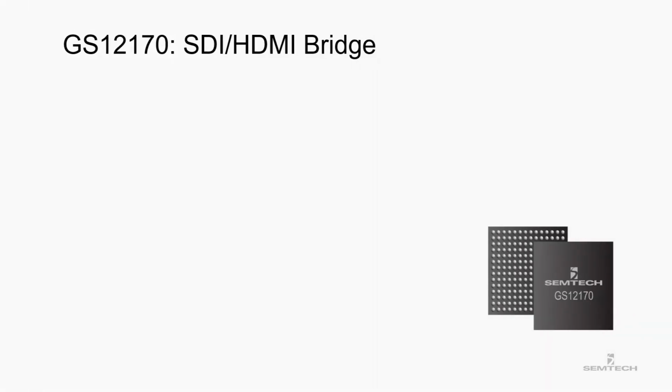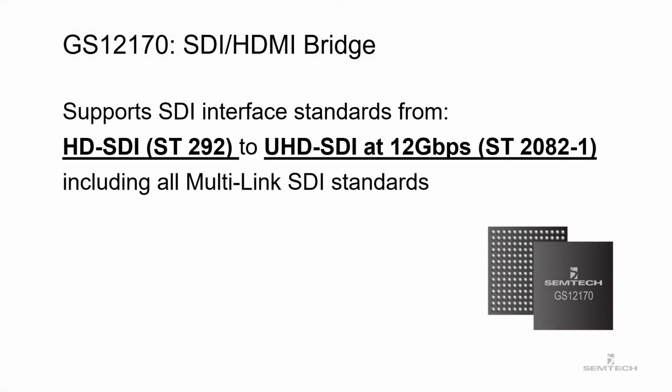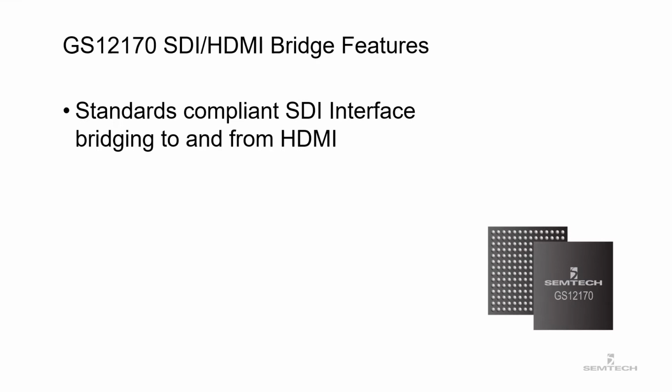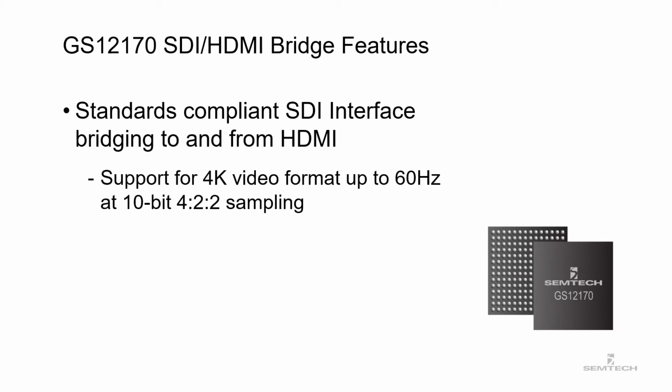The GS12170 supports SDI interface rates including HD-SDI, 3G-SDI, 6G-SDI, and 12G-SDI, including multi-link at HD, 3G, and 6G. It supports HDMI 2.0 video formats up to 4K 50/60 4:2:2 format. The input and output for SDI and HDMI are standard compliant.